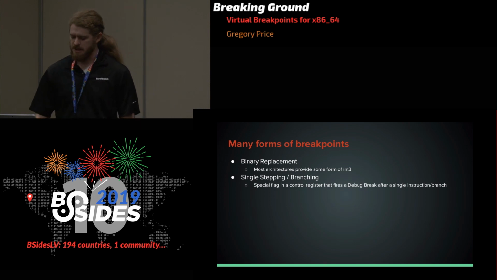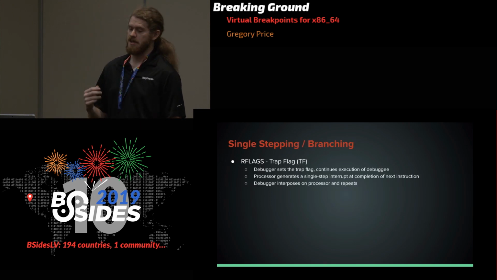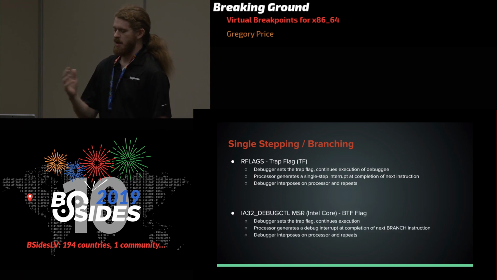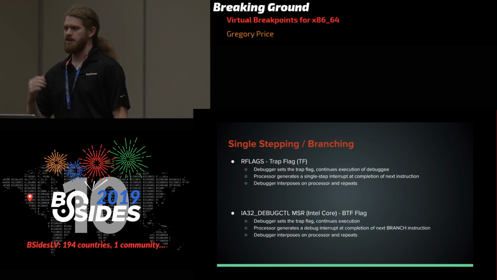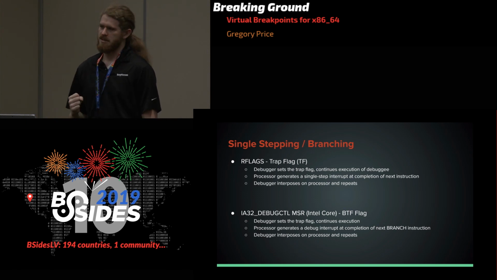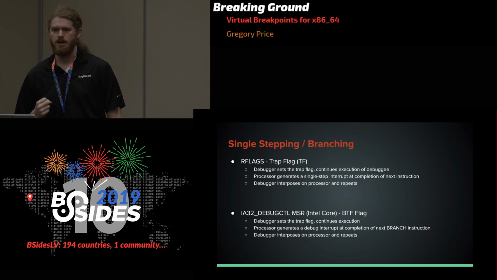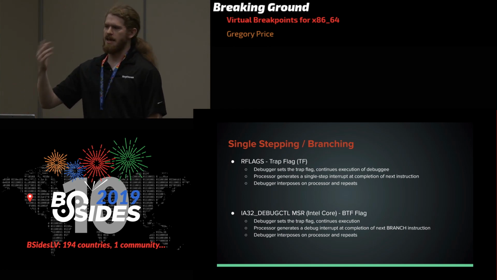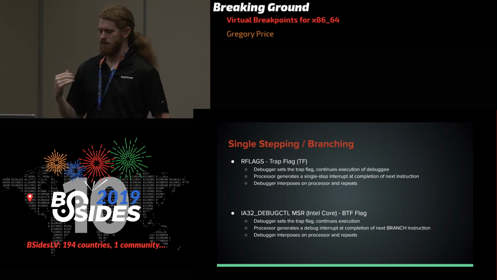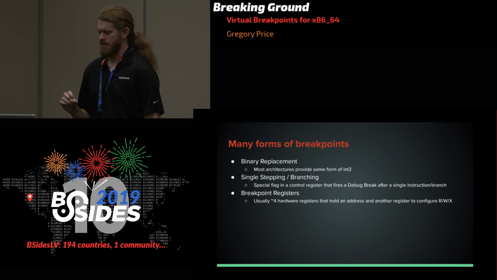And this is basically implemented via a special flag in, for example, the RFLAGS register, or a special MSR that lets you do single branching instead of single stepping. The idea is you set this trap flag, you hand the processor back to the program, it runs a single instruction or runs up to a single branch, and then it will break and give you a chance to interpose once again. So that's one example of another form.